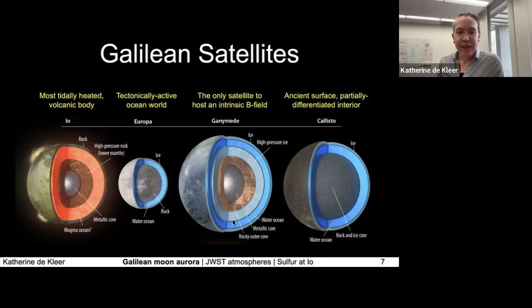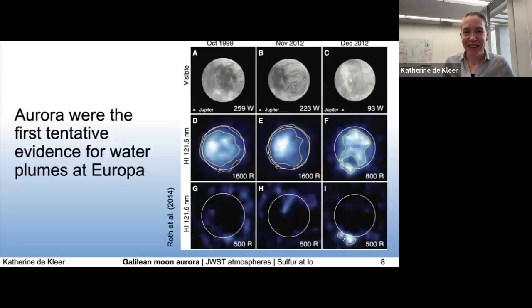And then Ganymede is quite an interesting case. It is the only moon in the solar system that generates its own magnetic field. And so as you can imagine from the perspective of aurora, it gives us a really unique piece of information. So if you know anything about the aurora of the Galilean moons, it's probably because you saw this result from 2014.